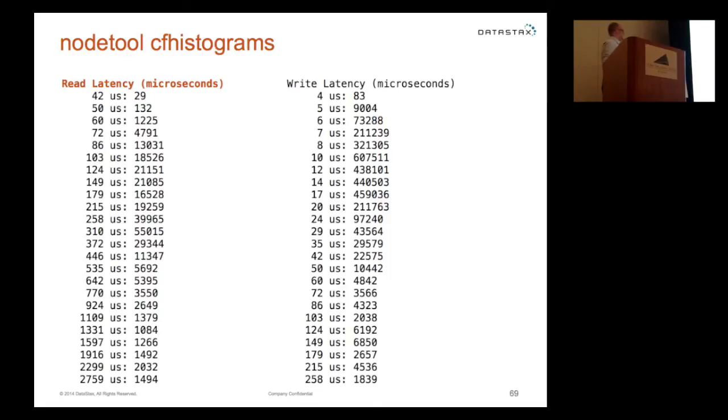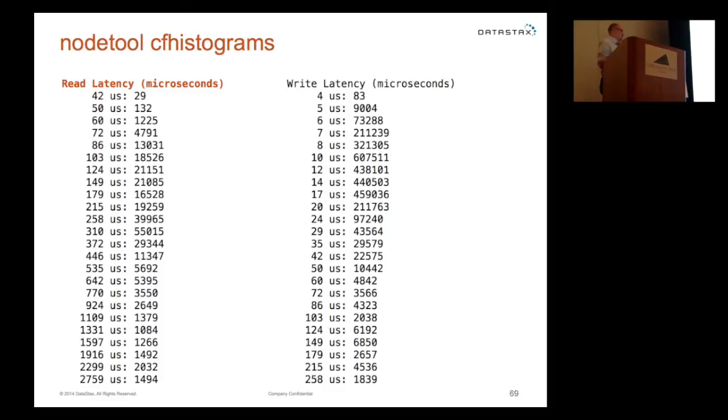The cfhistograms also shows you the read latency for that table and the write latency. It's important to note that this latency is reported in microseconds, not milliseconds, so take that into account when you're reading it. And just to give you another example of how you would read this, 1800 writes took between 216 and 258 microseconds.